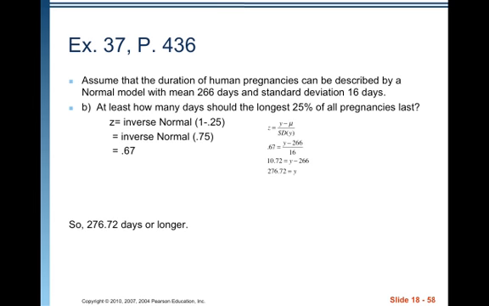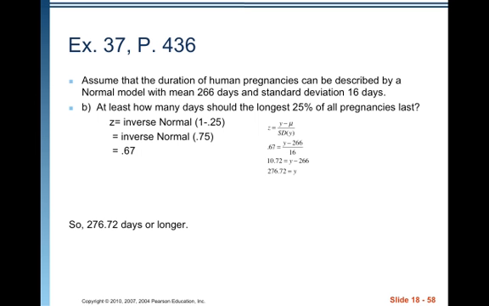At least how many days should the longest 25% of all pregnancies last? So this is giving us area underneath that normal curve. Remember, longest 25% would have an area of 0.75 to the left and an area of 0.25 to the right. So the z-score associated with this is going to be inverse normal of 1 minus 0.25, so inverse normal of 0.75, which is 0.67.